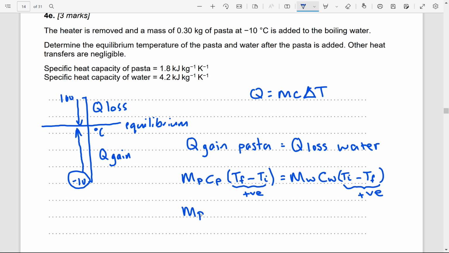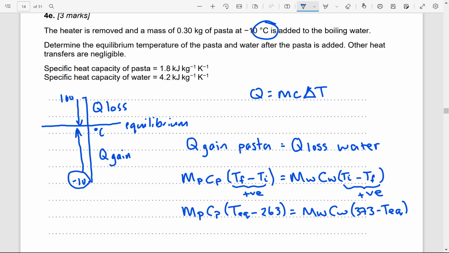Okay. So we have mass of pasta, c pasta, and the temperature we are trying to find, the equilibrium temperature, minus the temperature in Kelvin. Okay, always Kelvin, please. So it's minus 10, that's 263, equals m_w c_w. And so it's the initial, which is 373, minus the temperature we're trying to find.